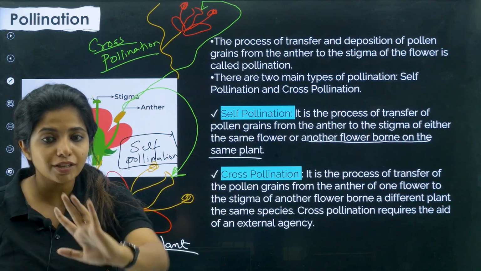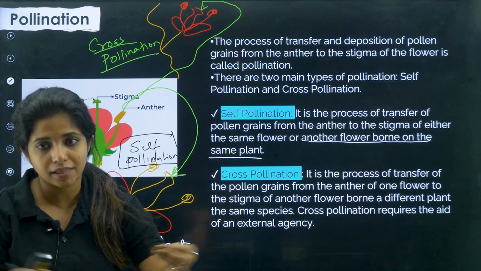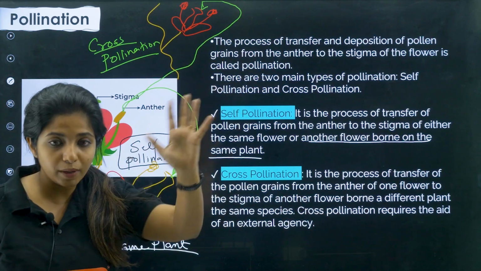Pollination is different from fertilization. Pollination means transfer of pollen grains. Fertilization means fusion of gametes. The gametes are still in the pollen grains. Don't make it fused as of now.